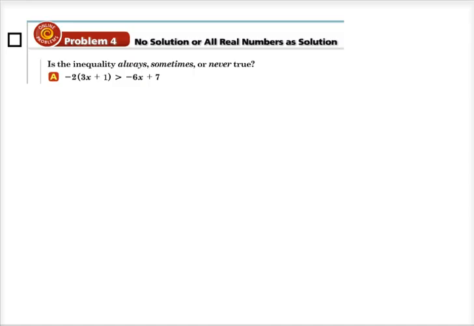Is the inequality always, sometimes, or never true? Well, this goes with our equations that we did in 1-4. Apparently, x might drop out. So if x drops out, we're going to have an always or never, just like we did with the equations. Sometimes if x doesn't drop out. So here, I'd be inclined to distribute on the left to get negative 6x minus 2 is greater than negative 6x plus 7. Now, if I get the x's on the same side, I'm going to add 6x to both sides. They cancel out, and I'm left with negative 2 is greater than 7.